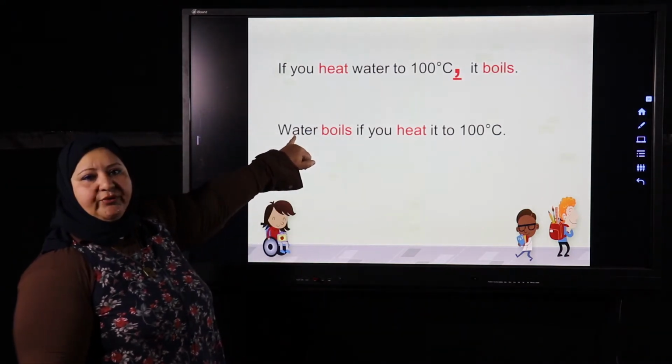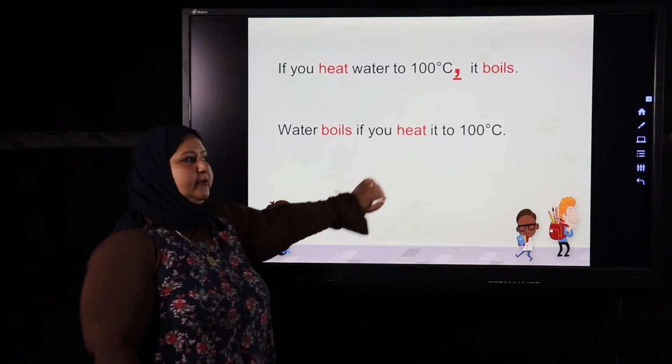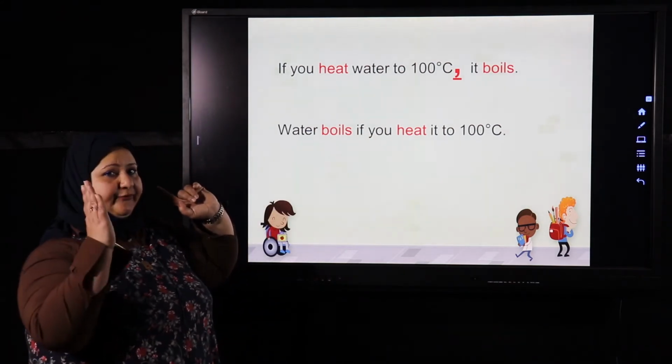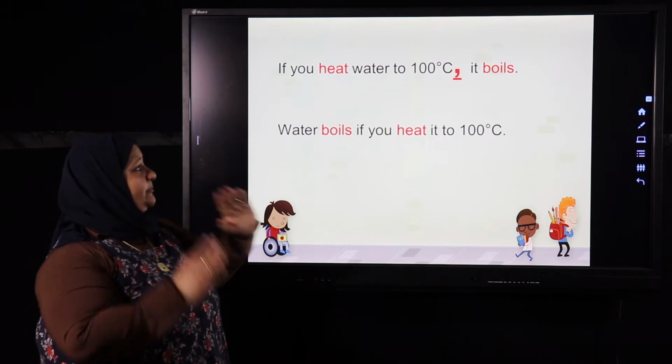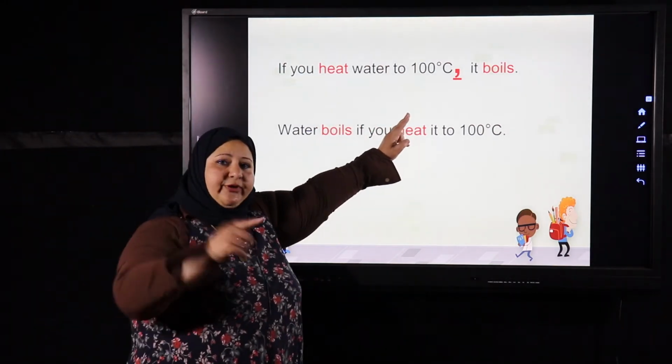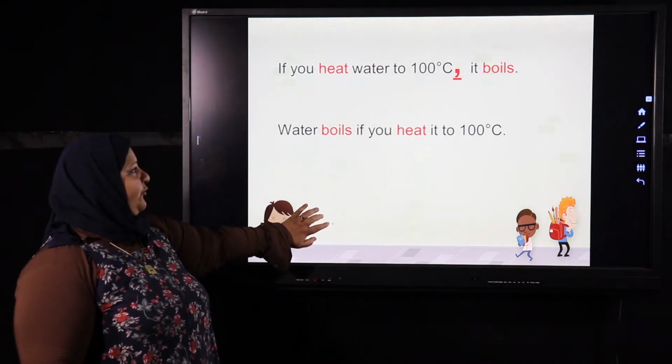You can start with the result, then add if in the middle. But if we start with if, plus clause, plus present simple, then we must add a comma before the second clause. Don't forget this point.